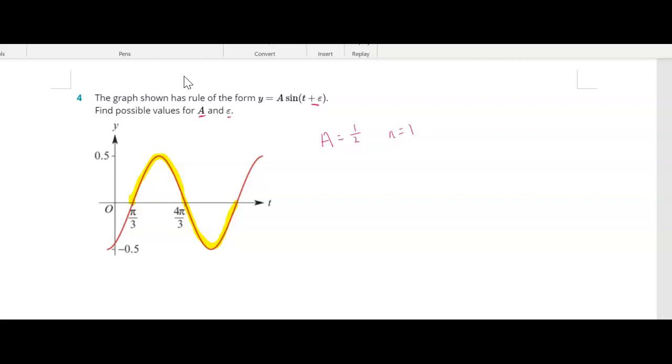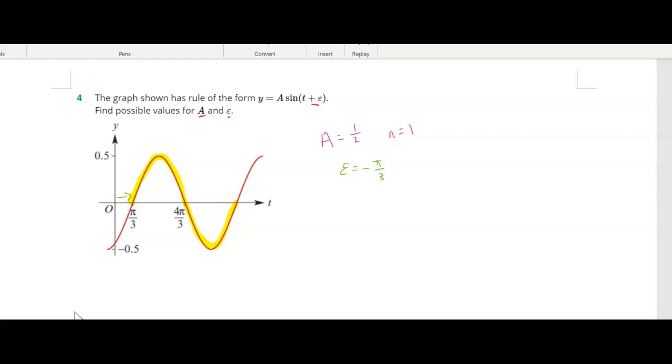Now, you don't always have to start at the x-axis and end, but I'm just showing you that because then you can see how it's shifted to the left or the right. So with your shift, we can see that it has gone across pi on 3. So your value of epsilon is equal to negative pi on 3.